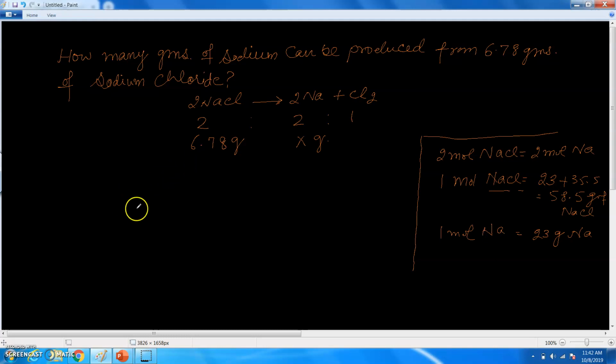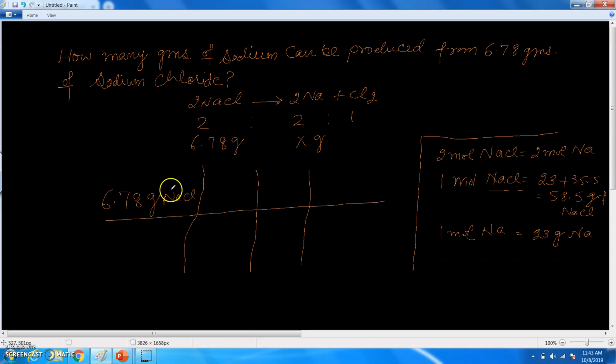How to calculate it? First you write what is given. 6.78 grams of sodium chloride is given. Now you have to make boxes like this. Make 3 boxes. One more, and like this. 6.78 grams sodium chloride. Now you write here what I take first.